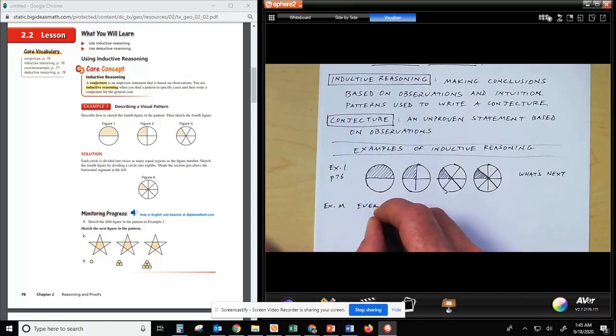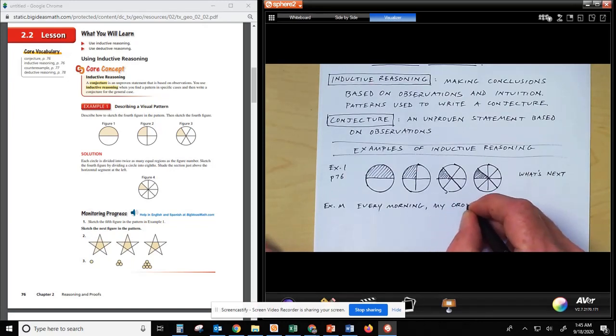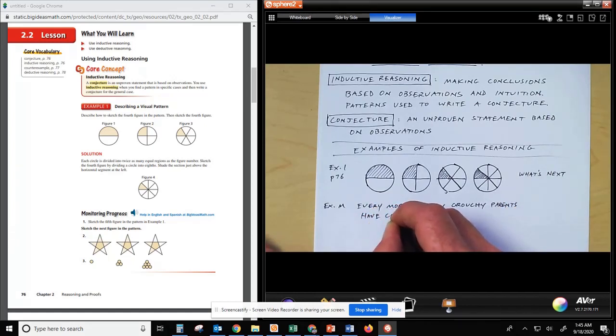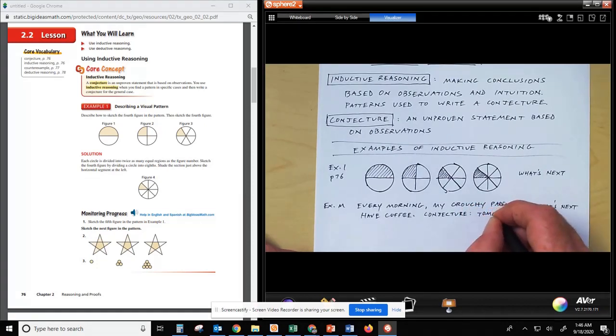Every morning, my grouchy parents have coffee. That's an observation. We can build an intuition, a pattern for the future. What's next? Based on this observation, I can come up with a conjecture, a prediction, a conclusion based on my thinking. I think, conjecture: tomorrow, they will have coffee.